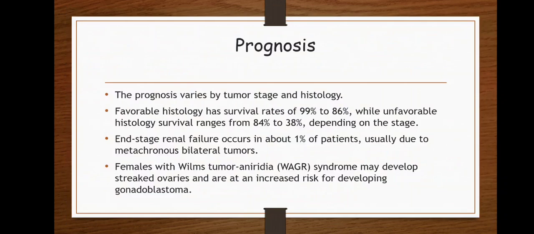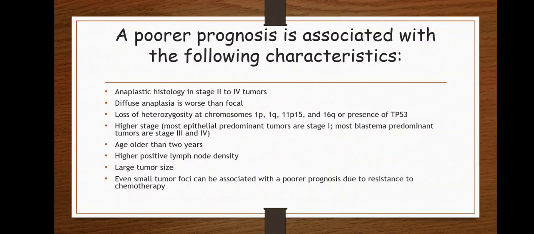Then prognosis. So prognosis varies by tumor stage and histology. So favorable histology has survival rates of 99 to 86%, while unfavorable histology survival ranges from 84 to 38%, that is depending on the staging. End-stage renal failure occurs in about 1% of patients, usually due to metachronous bilateral tumors. Then females with Wilms tumor and aniridia WAGR syndrome may develop streaked ovaries and are at an increased risk for developing gonadoblastoma.